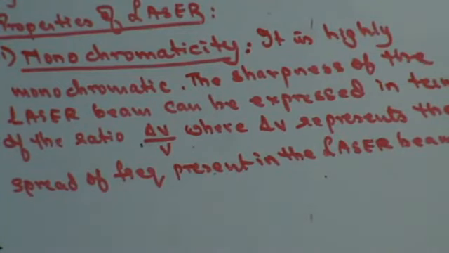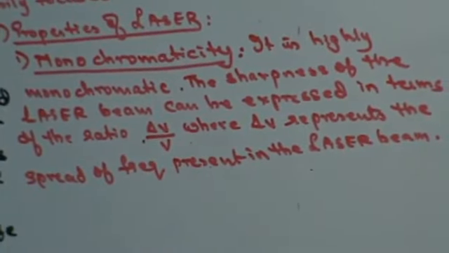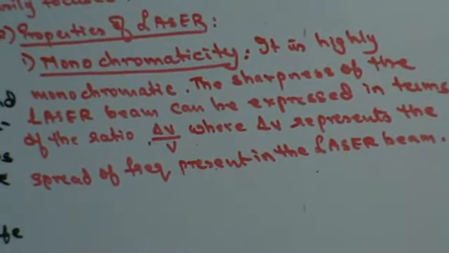Do we get this? V is the total frequency that is present. Now it can be noted that this is in the ratio of 1 to 10 to the power of 15. So out of every 10 to the power of 15 beams, only one beam has a different frequency. So the monochromaticity of the laser beam is extremely high. Next.